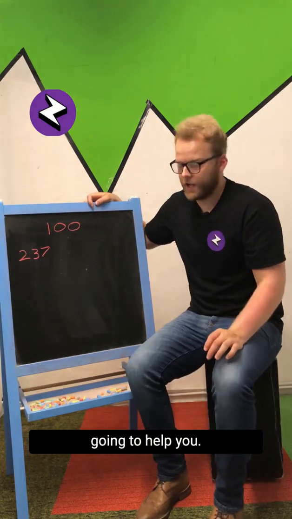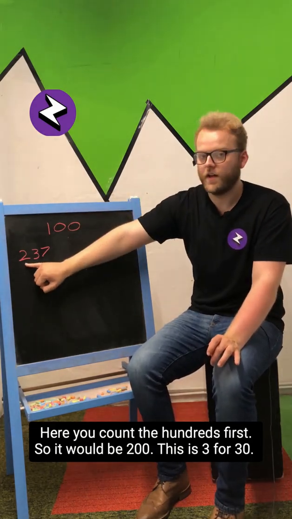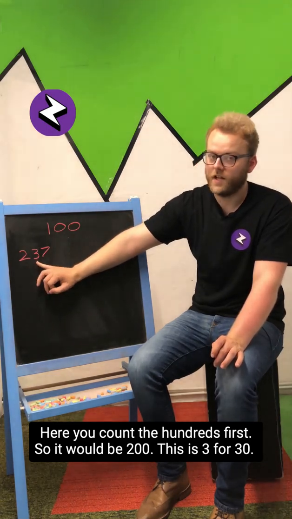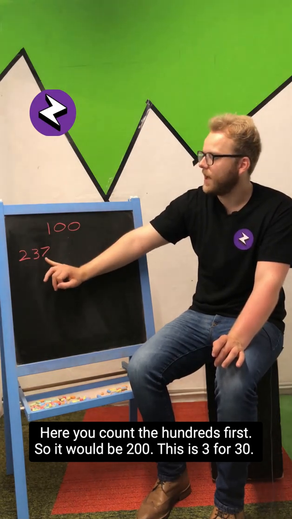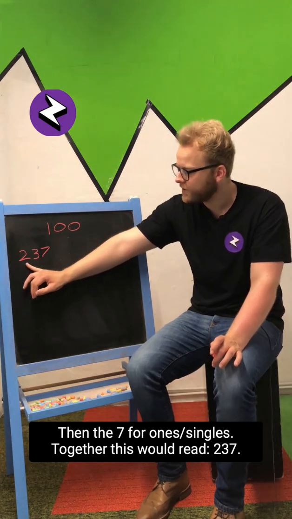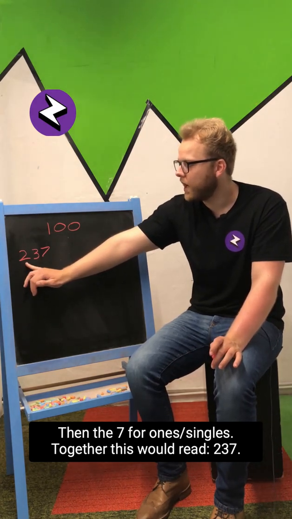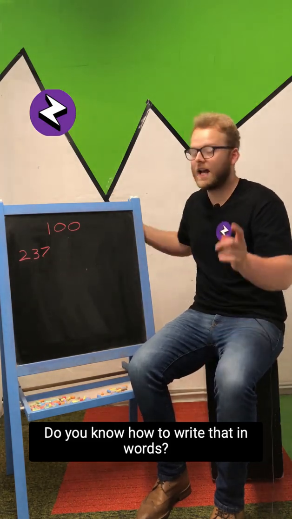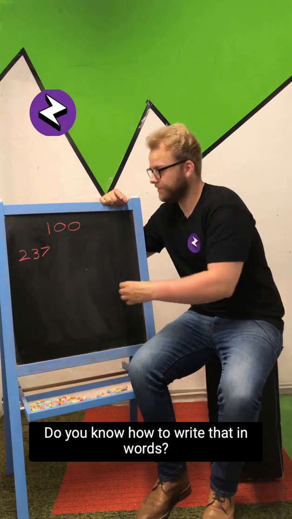So this number here, what you do is you count the hundreds first. So it'll be 200, and this is 3 for 30, because it's in the tens column, and this is 7 for ones, because it's in the ones column, or singles. So together, this would read 237.